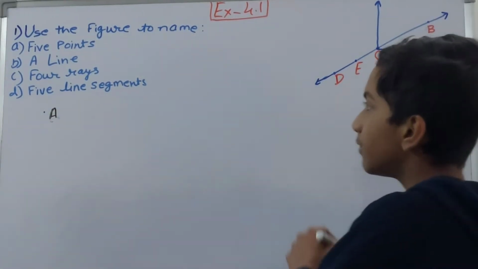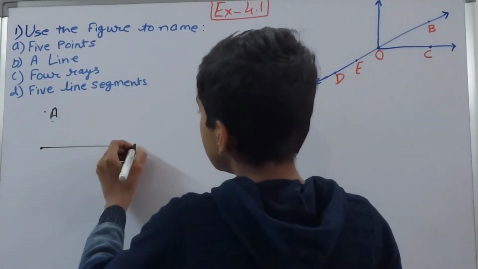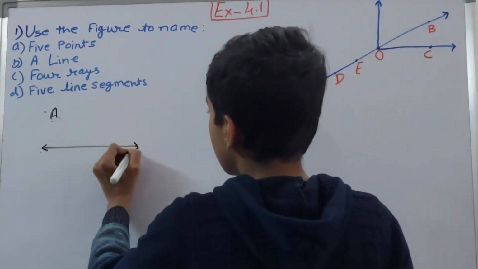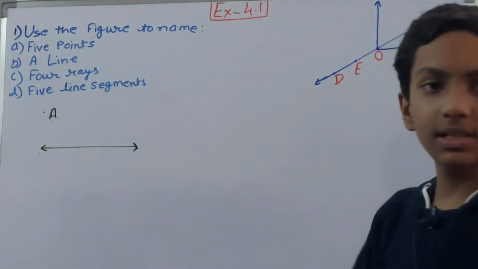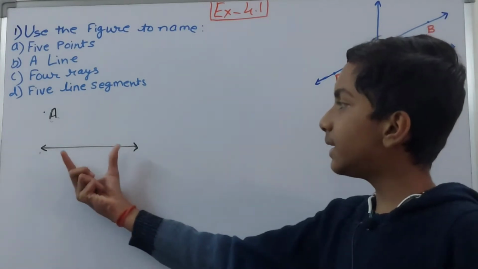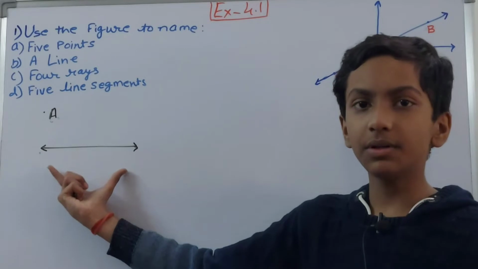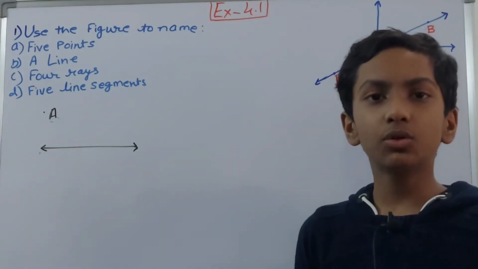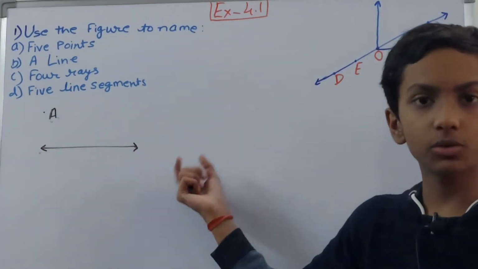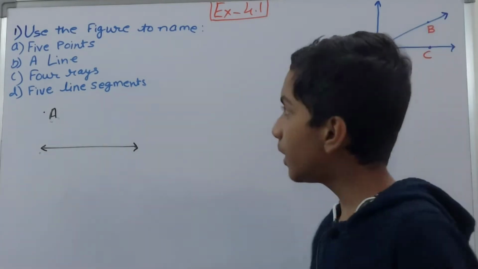Then we have a line. Now if I draw it like this, this and this, not this, actually it is this. Now what does this mean? It is a line. And you need to keep one thing in mind: in a line you get arrows on both sides. This denotes that we can extend the line here also and here also. And also there is no fixed length for a line.